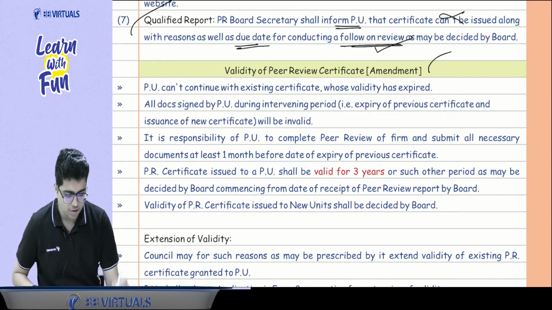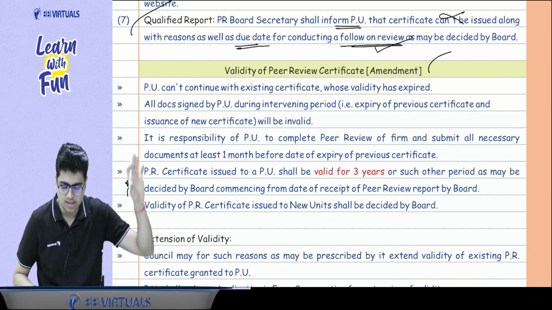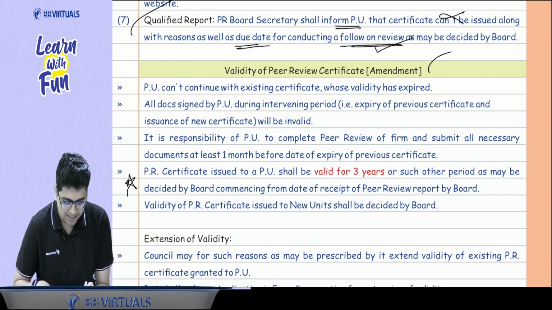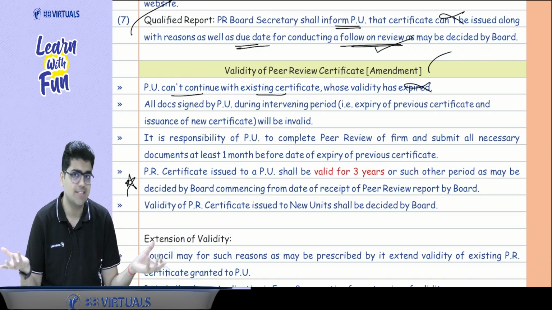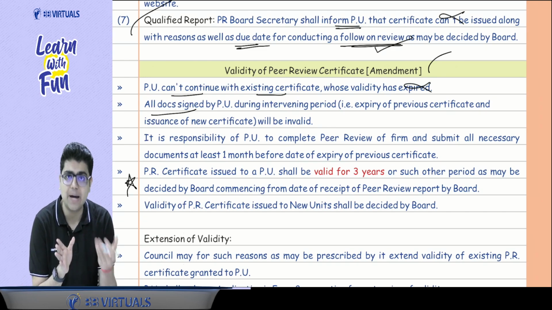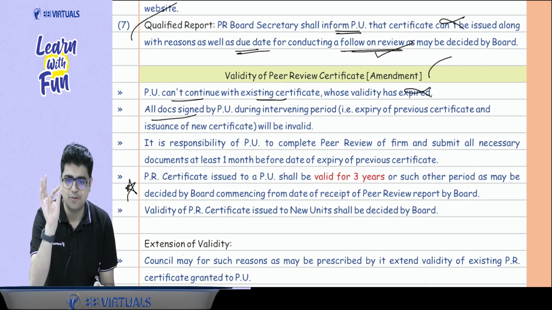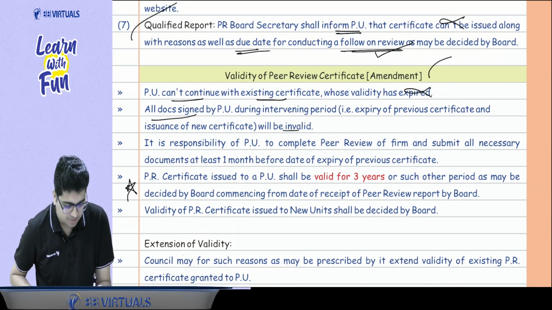Now comes the validity of peer review certificate. So it says this point is important. I think other points are just for your reading. Practicing unit cannot continue with the existing certificate if it is an expired certificate. I don't think there is some rocket science behind it. Very easy point. All documents signed by the practicing unit with the expired certificate, I'll make it easy for you, will be invalid.